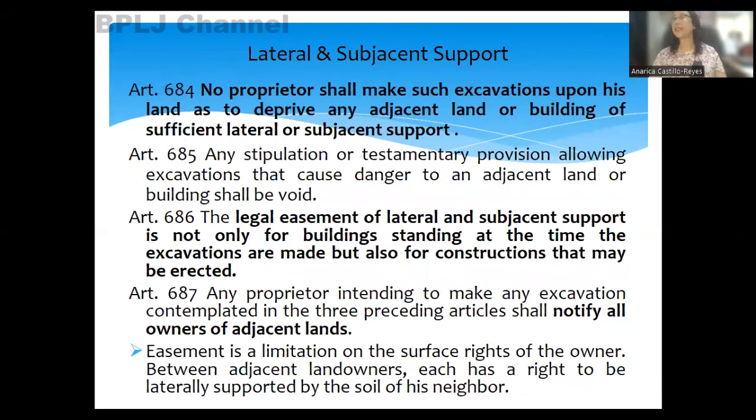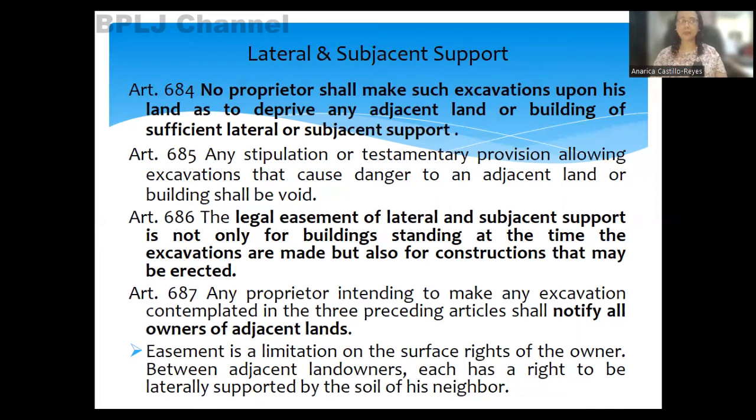Legal easement of lateral and subjacent support. No proprietor shall make such excavations upon his land as to deprive any adjacent land or building of sufficient lateral or subjacent support. So the legal easement of lateral and subjacent support is not only for buildings standing at the time the excavations are made, but also for constructions that may be erected. Any proprietor intending to make any excavation should notify the owners of adjacent lands. It is a limitation on the surface rights of the owner.